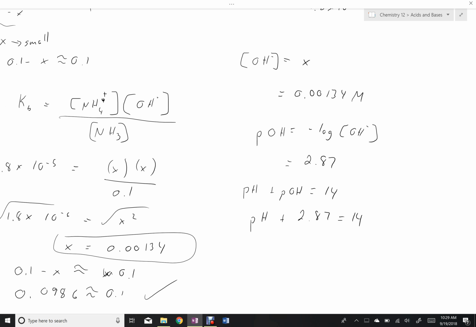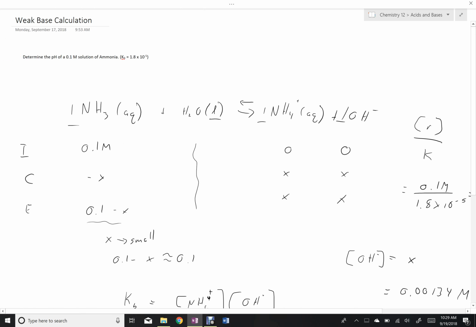So my pH works out to be 11.1 for my base, which makes sense because bases should have pHs that are over 7. So that's how I can do an equilibrium calculation to determine the pH of a weak base.